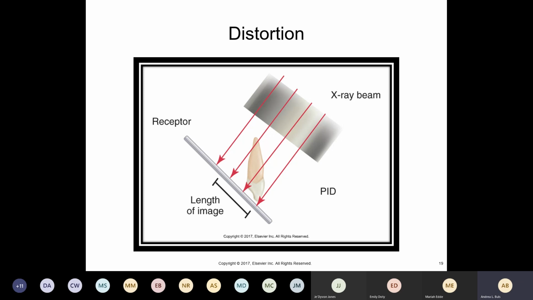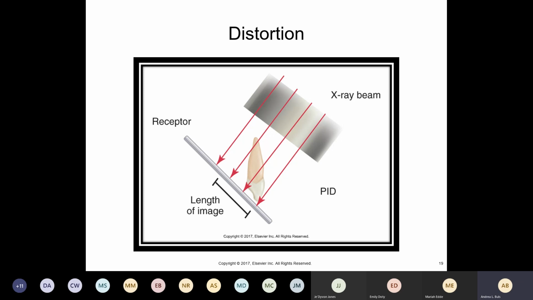So if we had to have a film positioned in this way, in order to avoid distortion, this is where we would have to use the bisecting technique, where we would have to find a middle ground between the angle created by the film and the long axis of the tooth. You have to divide that in half and now aim your X-ray beam at that to decrease some of that distortion. Don't worry about that because we're going to have a whole section on bisecting.